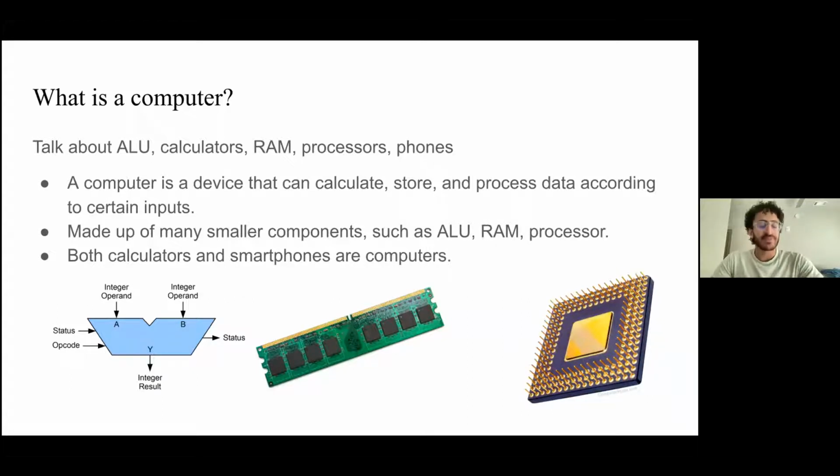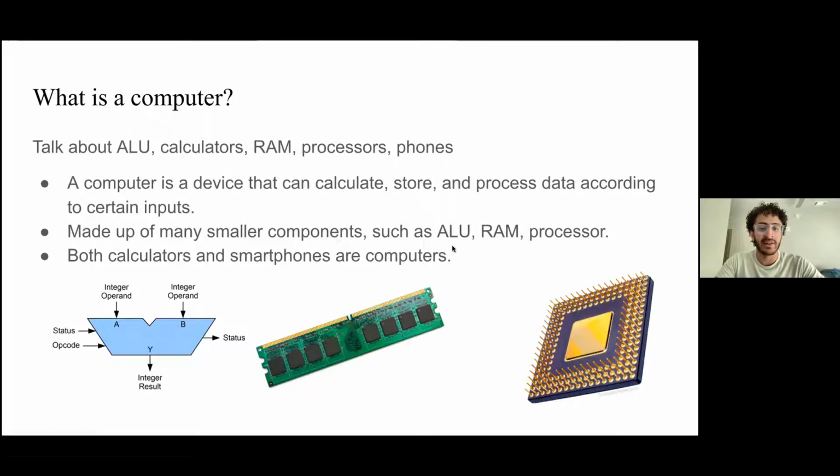And that definition is an umbrella term because that means that most things that we use in our daily lives are actually computers. And the interesting part about it is that it's made up of many smaller components, such as an ALU, which is an arithmetic and logical unit, which is this picture on the right here, and then RAM, which stands for random access memory, which is the green stick in the middle, and then a processor, one of whose forms is the picture you see on your right.